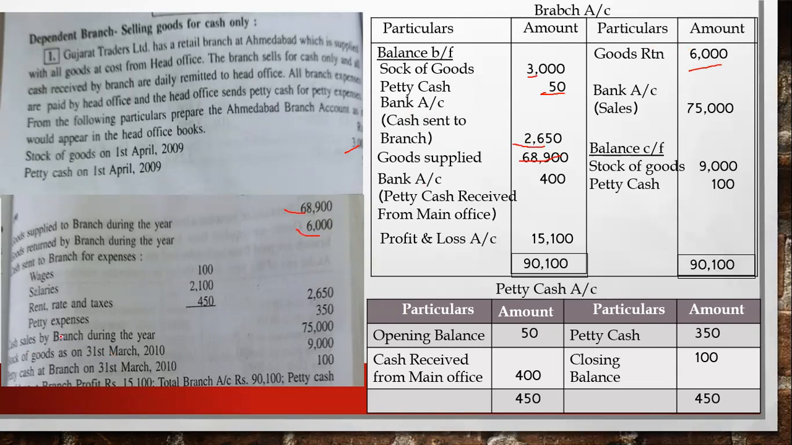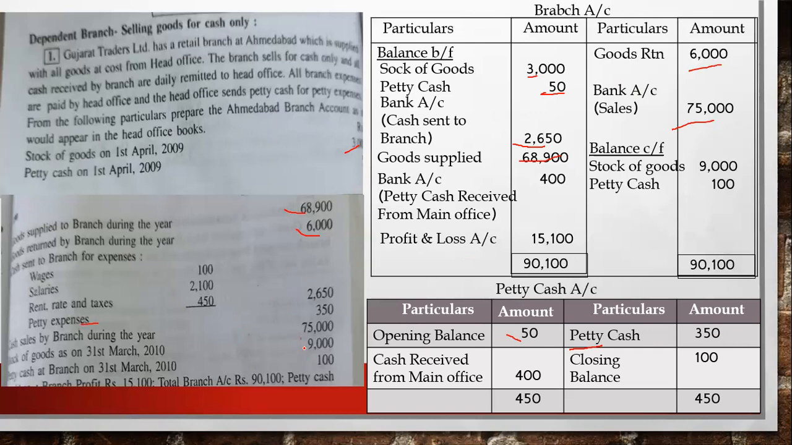Then cash sales during the year. Petty cash expense is there. So for that we have to make a petty cash account. We'll write the opening balance 50 rupees, and the petty cash expenses we will write down on the credit side, petty cash 350. Okay, petty expenses. Then we will write down the cash sales, that is 75,000 on the credit side.